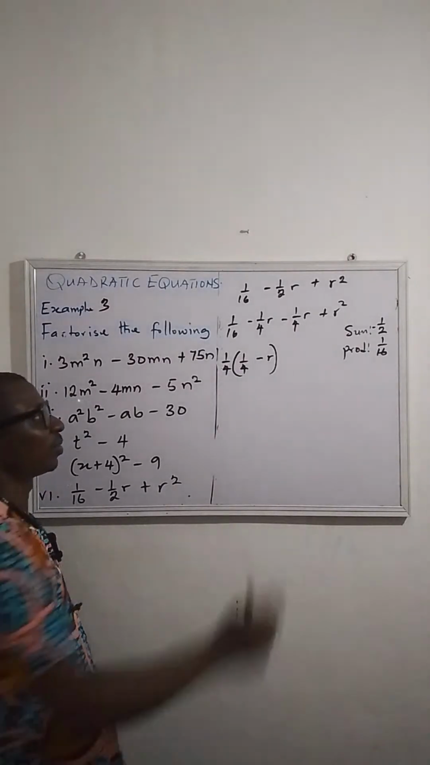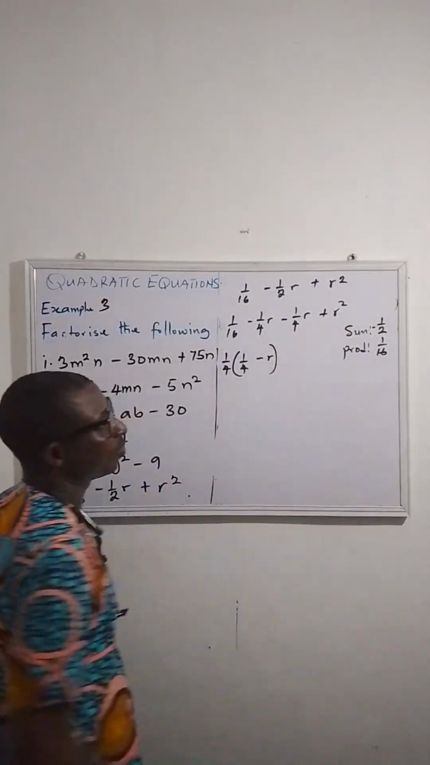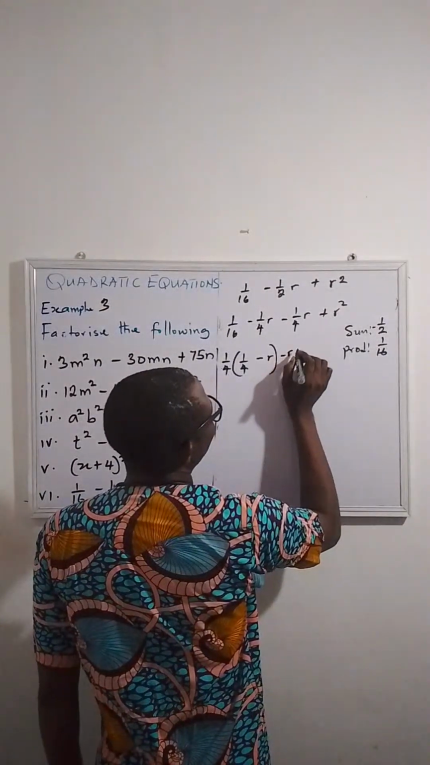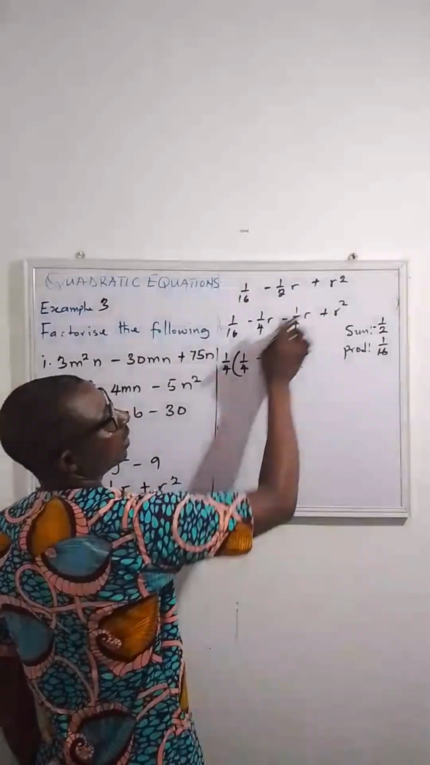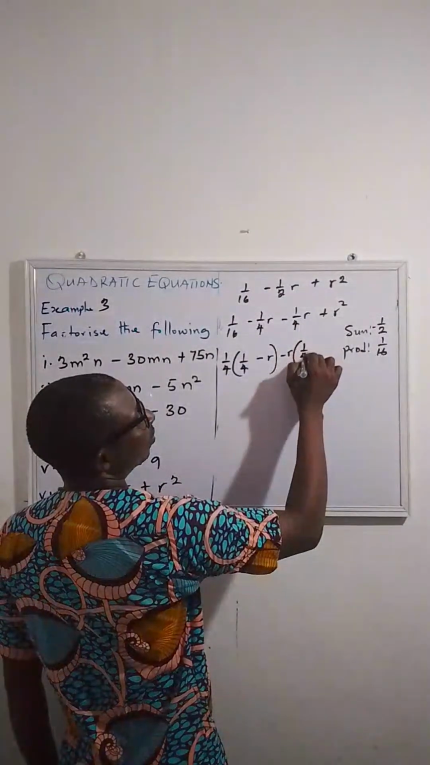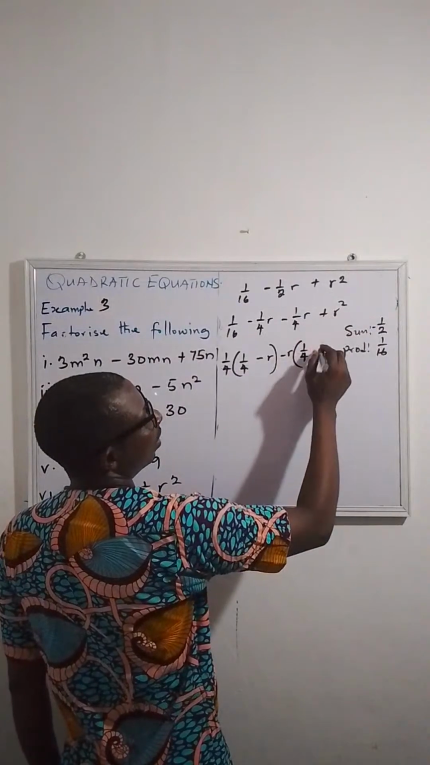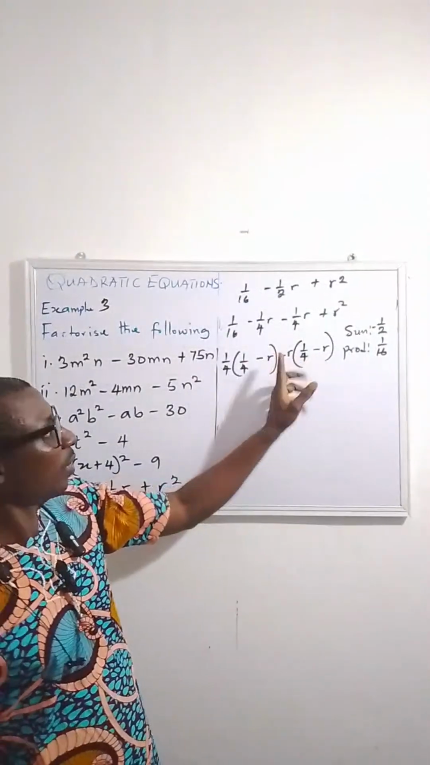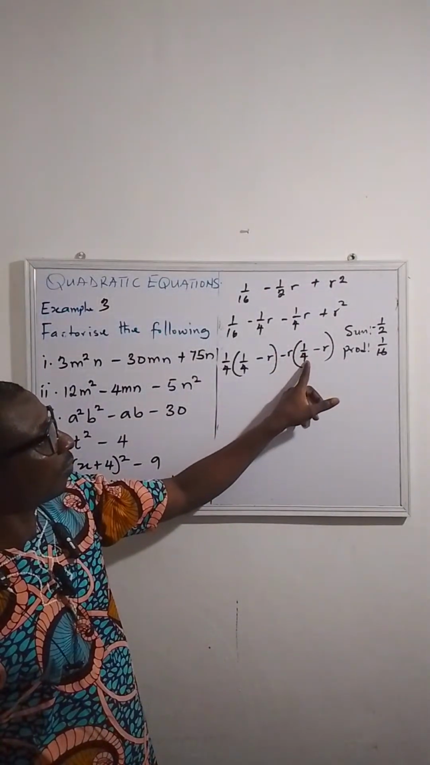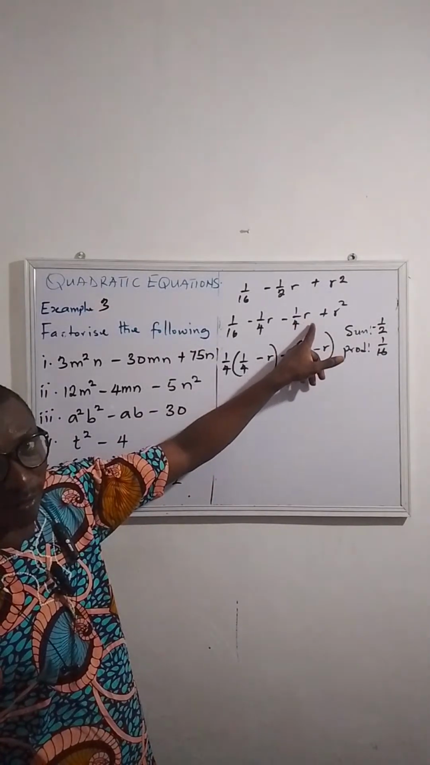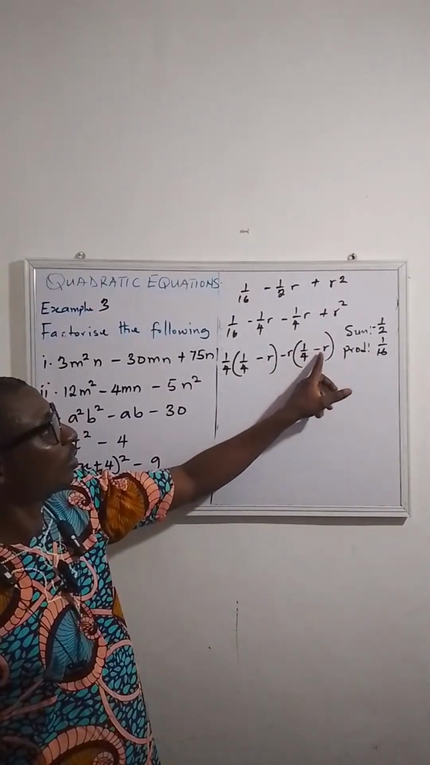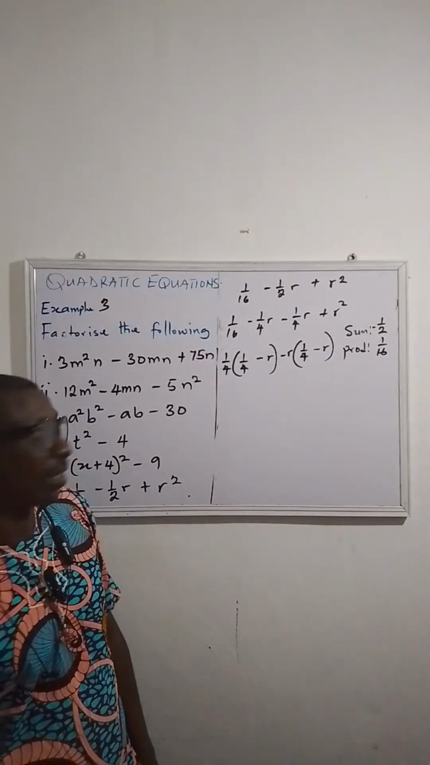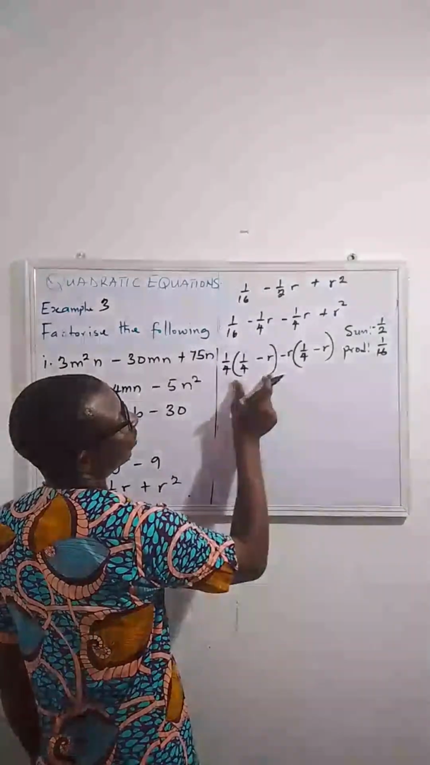Fine. So now, what is common here? The common factor here is negative r. So when you divide this one by negative r, I have 1 over 4. When you divide this one by negative r, you have negative r. Now let us check that what we have is correct. When you use negative r to multiply 1 over 4, you have negative 1 over 4 r. When you use negative r to multiply negative r, you have r squared. Okay, fine.